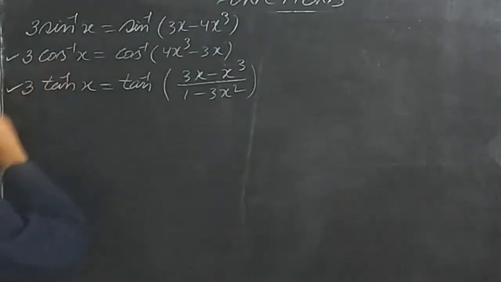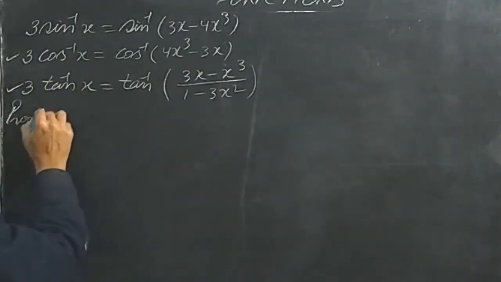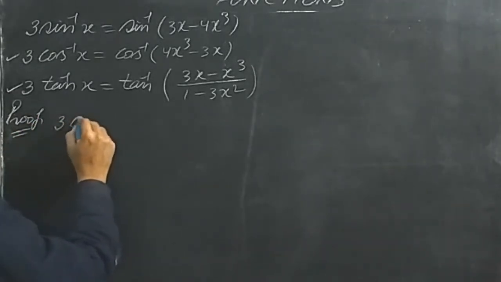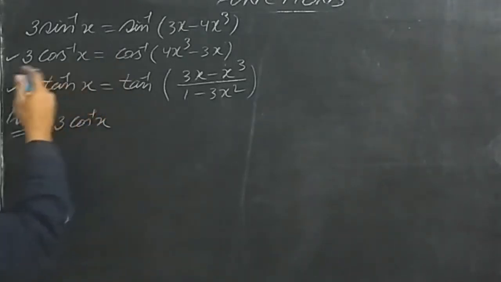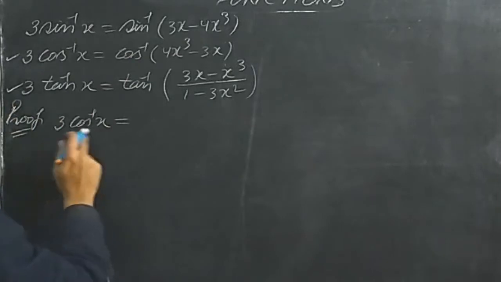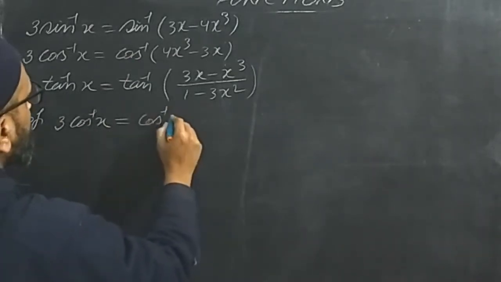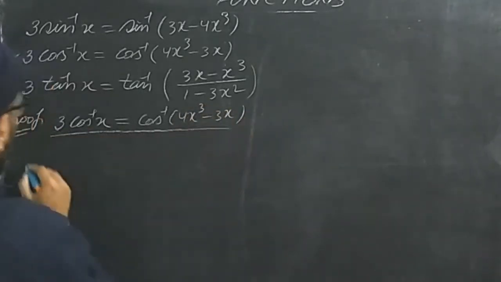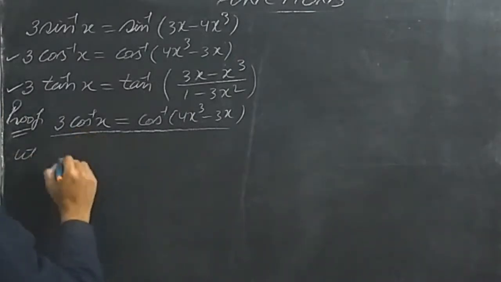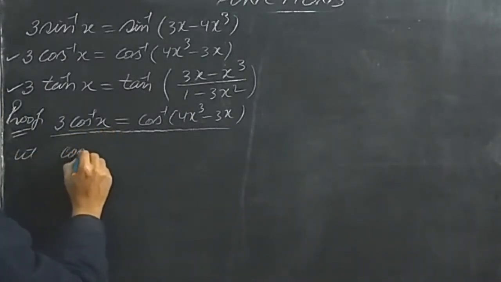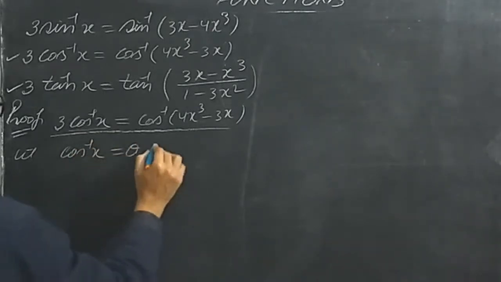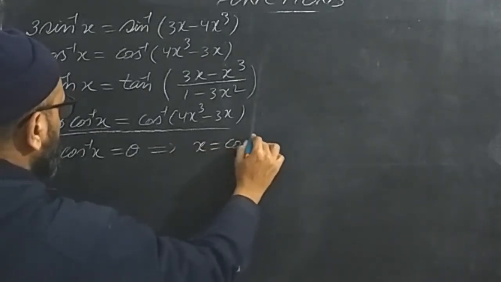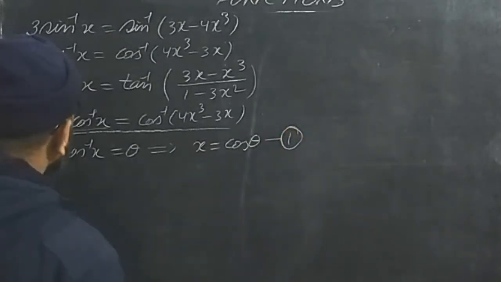So the proof of the second one is, as you know, 3 cos inverse x. First we write the formula as it is. 3 cos inverse x is equal to cos inverse 4x cube minus 3x. Now we have to prove it. So first we have to assume this as theta. Cos inverse x is equal to theta, which implies that x is equal to cos theta. Let it be equation number 1.